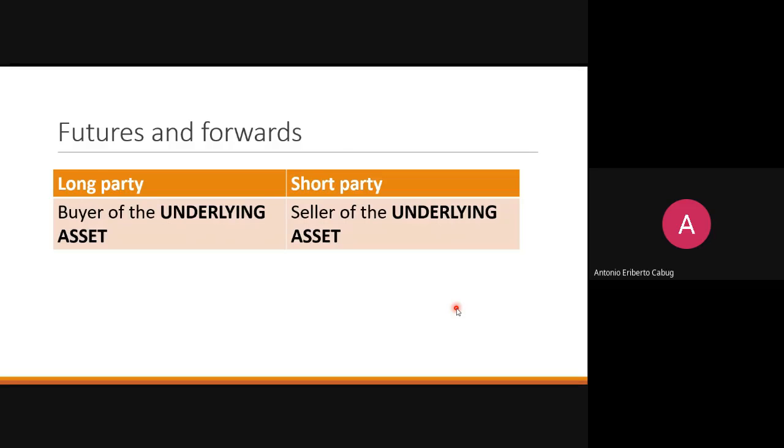Who are the parties to the futures and forward contracts? The parties are as follows. We have the long party who is buying the underlying asset. In the context of our discussion, the underlying asset will be the foreign currency. The long party is the buyer of the underlying asset. The short party is the seller of the underlying asset. They are the parties to the contract.